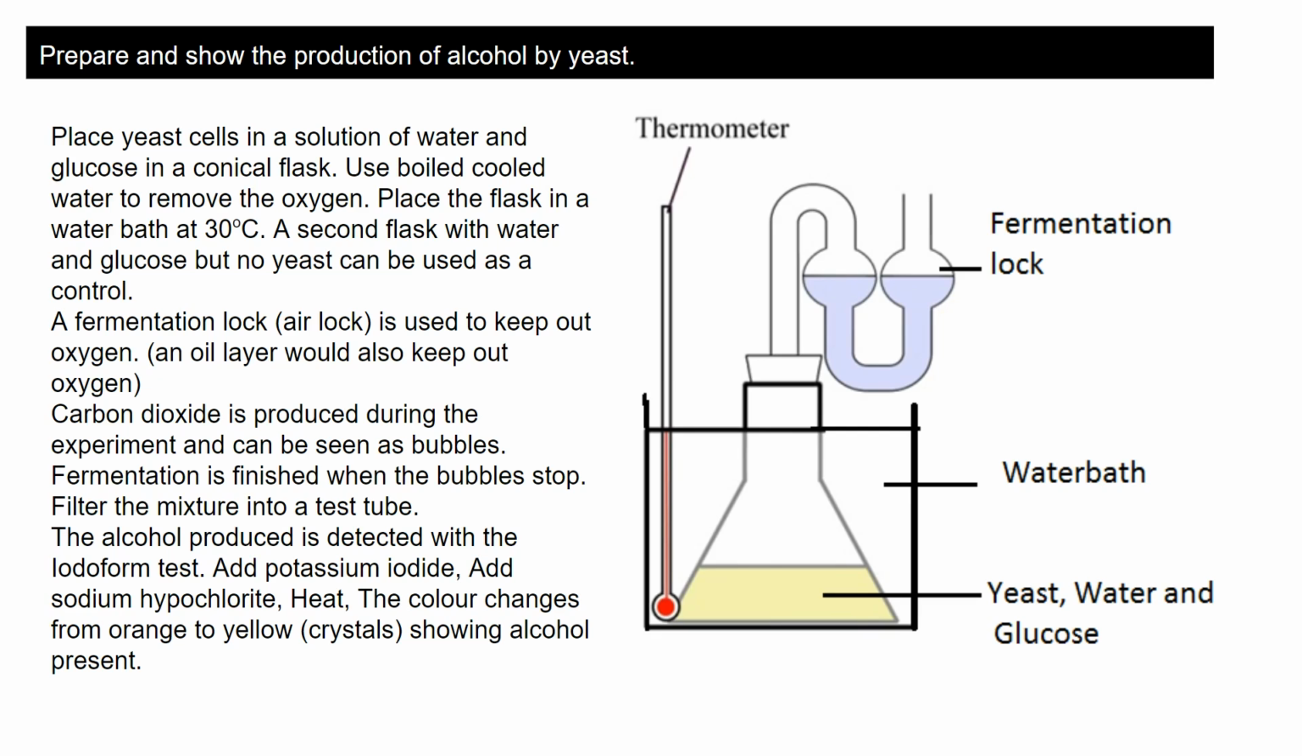A fermentation lock or airlock is used to keep out oxygen. Okay, and that ensures anaerobic conditions. It allows the carbon dioxide produced to escape, but won't allow oxygen back in. It's also used to keep out harmful bacteria that might contaminate the experiment. Carbon dioxide is produced during the experiment and can be seen as bubbles. Okay, we know that fermentation is finished when it stops bubbling. Depending on the type of yeast used, the bubbling could stop after a few hours or could stop after a day or two.